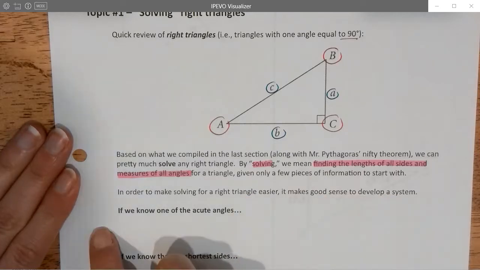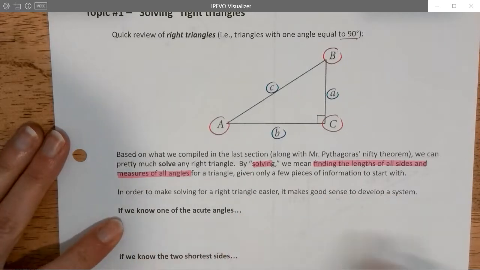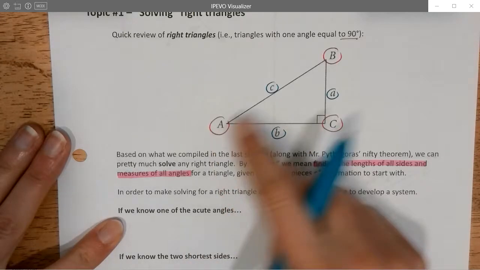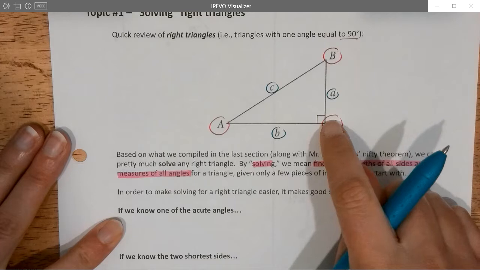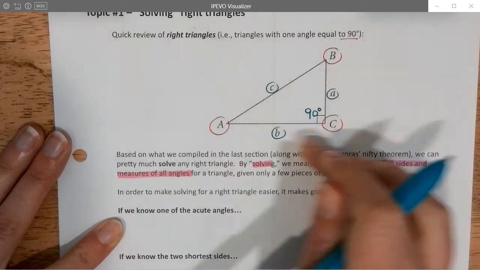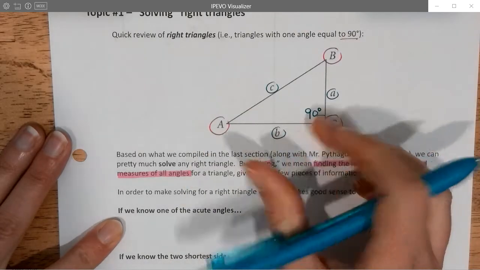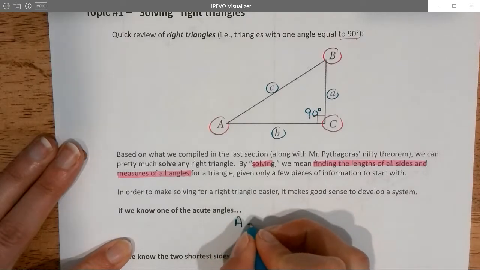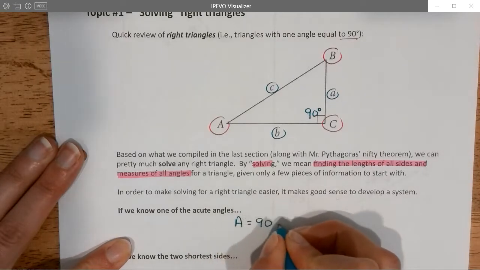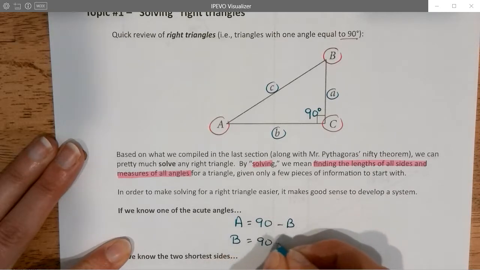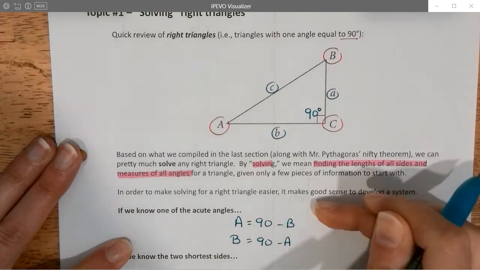So if we know one of the acute angles, how do I find the next? The two acute angles in this triangle are called A and B, and because we already know that C is 90, we don't need to find C. It's a right angle, it's 90 degrees, so that's a known quantity. All the angles in the triangle have to add up to 180. Since that one's already 90, these two have to add up to 90. So we know that A is equal to 90 minus B, and vice versa, B is also equal to 90 minus A. So if you know either one of them, A or B, you can solve for the other one by subtracting from 90.